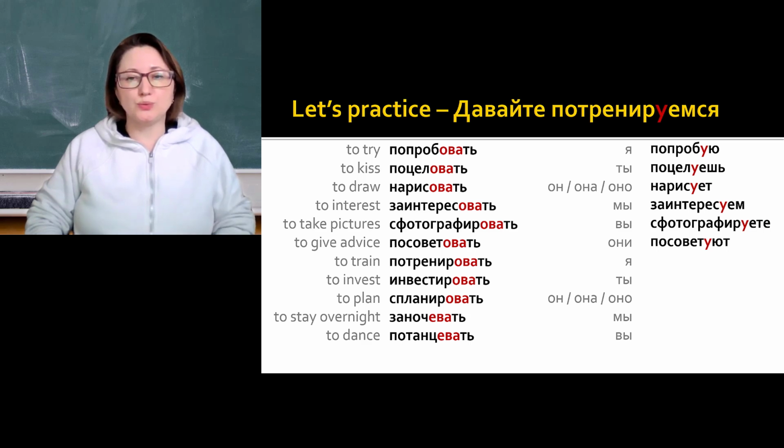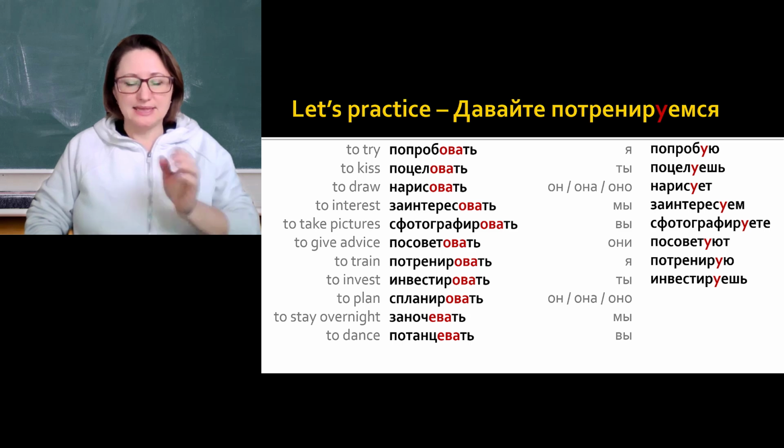To train, I will train somebody. Я потренирую. Or something, you can actually use it like я потренирую русскую грамматику. I will basically train in, practice Russian grammar. So train or to practice, that is тренировать. To invest, and you say you will invest in something. Ты инвестируешь. Ты инвестируешь. To plan, like he or she will have it planned. They will make a plan. So completed action in the future would be он or она or оно спланирует.